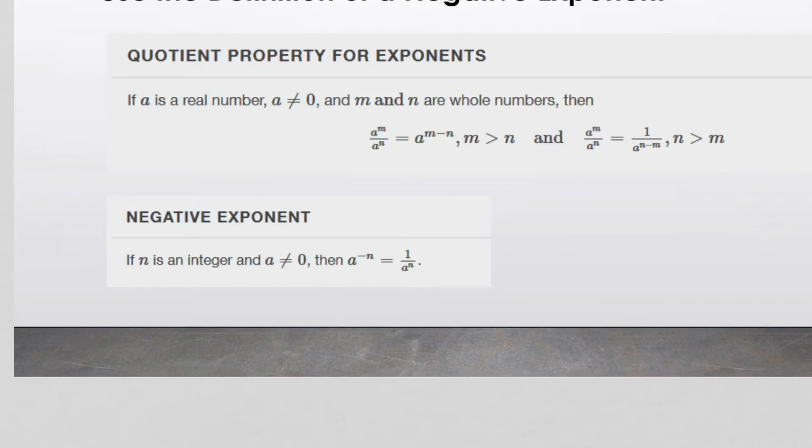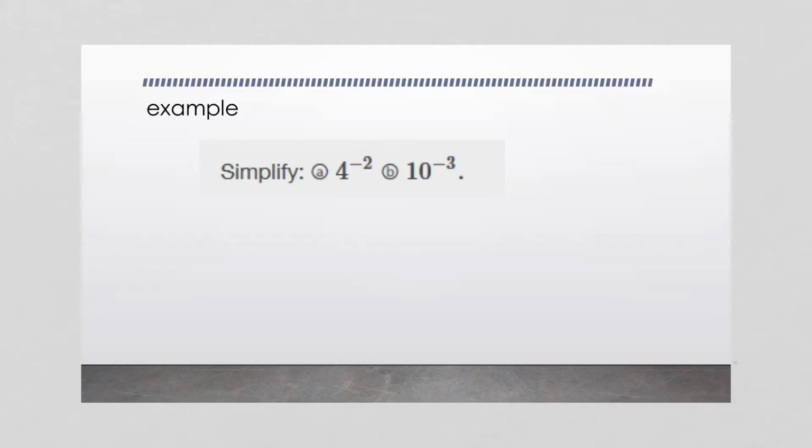Okay, so like I said, negative exponents are a movement only. They do not make your answer positive or negative. So let's look at this one. On part A, we have 4 to the negative 2 power. Now you need to ask yourself, where is 4 located right now? Well, because there is no fraction, it's located in the numerator.